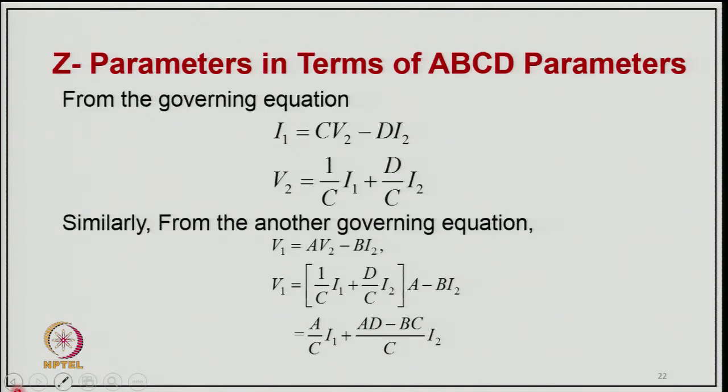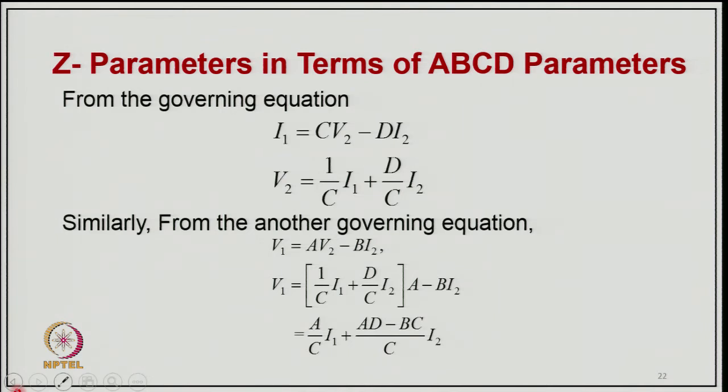Now, we can have another set of Z parameters in terms of ABCD parameters. From the governing equation of the transmission parameters, we can write I1 equal to C V2 minus D I2, and V2 equal to 1 upon C I1 plus D upon C I2.